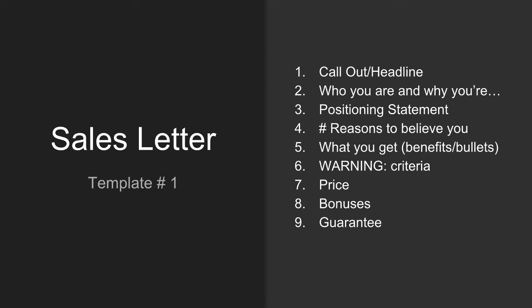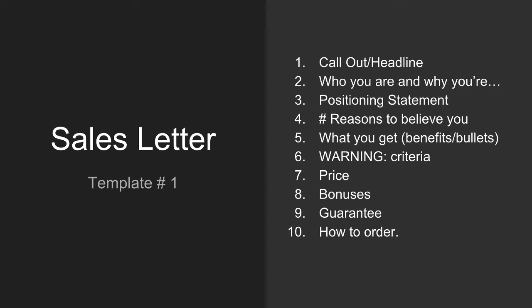You're going to get a lot more affiliates promoting your product as well. I'm not sure if you go down that avenue or that route. Just include a guarantee. Then give them specific instructions about how to order. Click here to order now. Click this button to order now. Click here to enroll now.